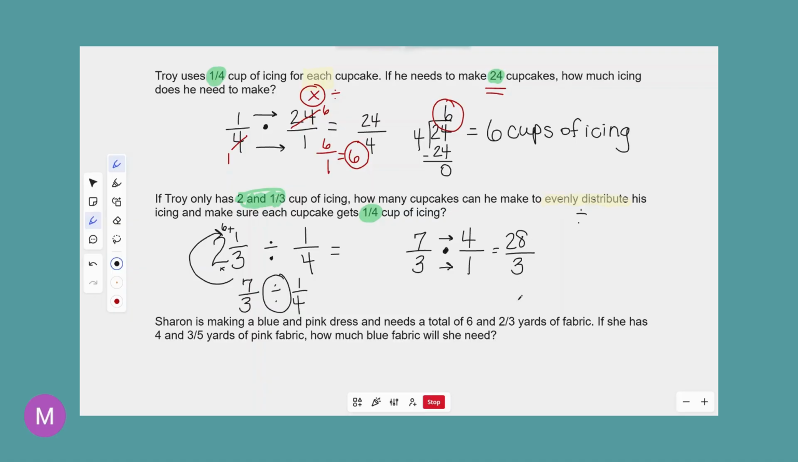And we need to get it back into mixed number form. We don't want to leave it improper. So 28 divided by 3. We get 9. 9 times 3 is 27. That leaves us 1 left over. So 1, put it back over 3. 9 1/3 cupcakes. So obviously, to answer the question of how many cupcakes can he make with this amount of icing, we're not going to coat just a third of a cupcake. So we're going to say 9 cupcakes is our final answer.